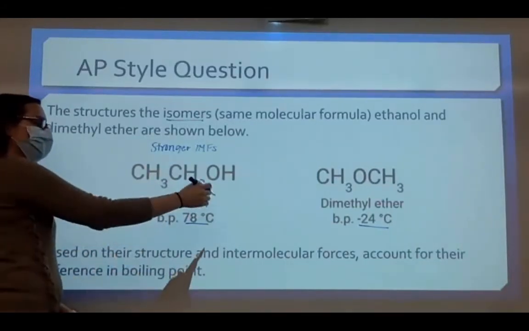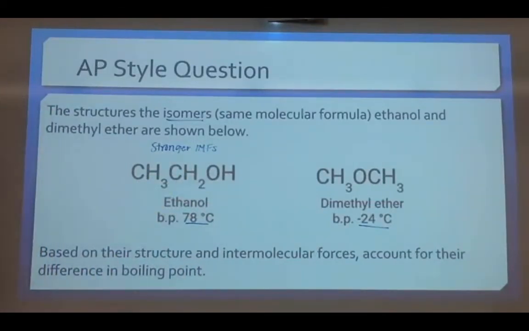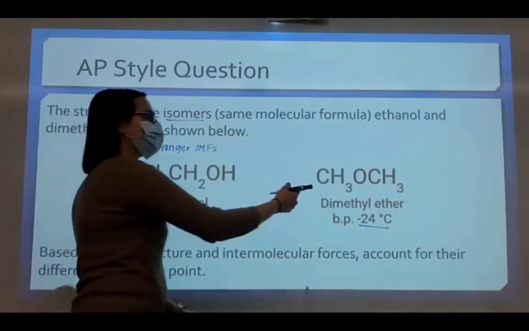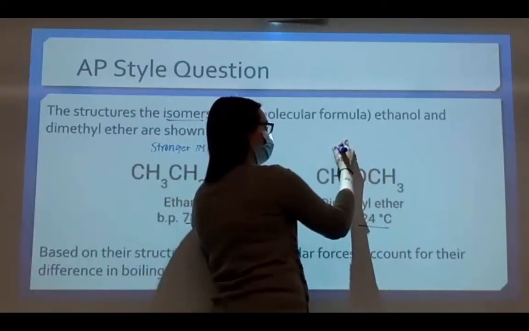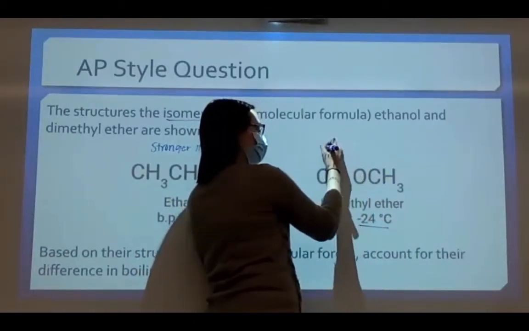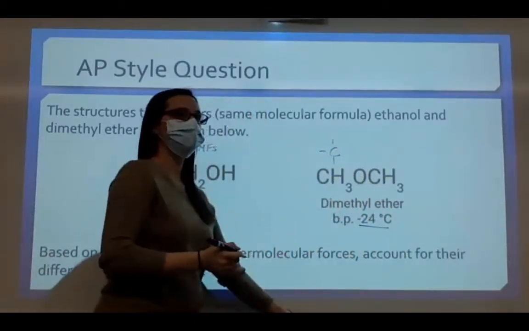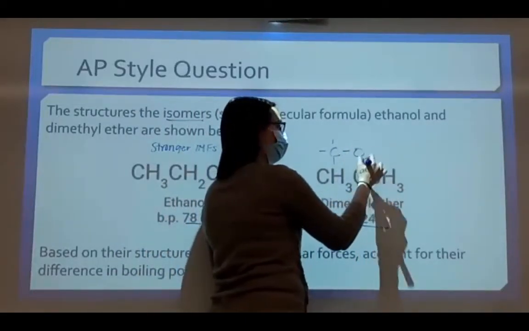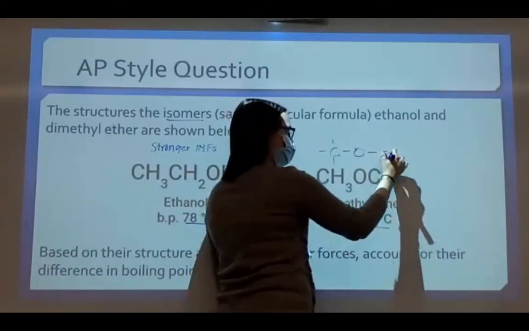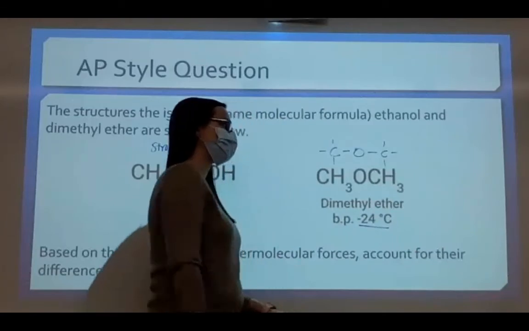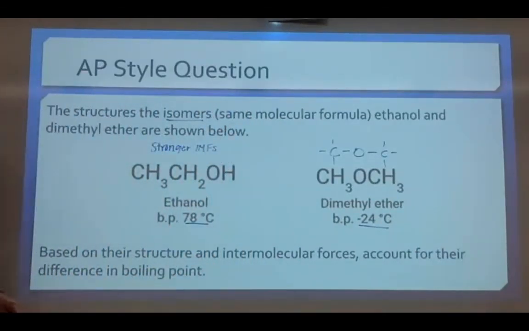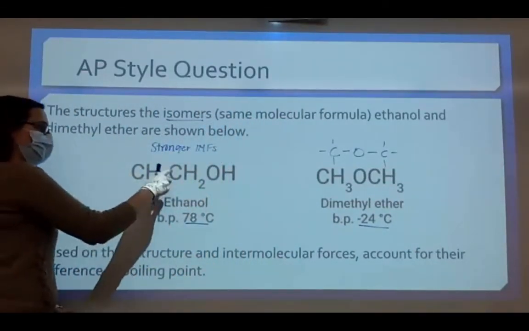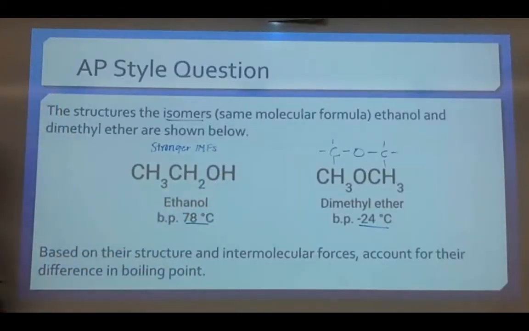The way that your structure is written is how your Lewis structure looks. So if this is CH3OCH3, it's actually going to be C with 3 H's, then O, then C with 3 H's. This is going to be CH3CH2OH.